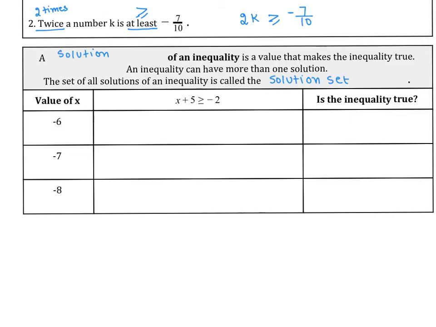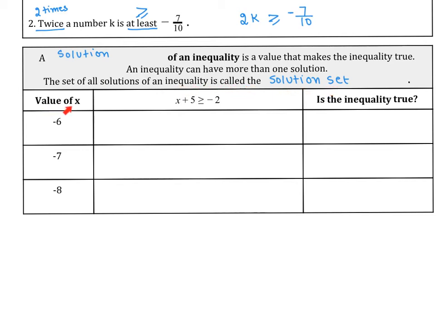Next, a solution of an inequality is a value that makes the inequality true. For example, 2 equal to 2 is true, and 5 is less than 7 is true. All those numbers that make the inequality true are called solutions of that inequality. An inequality can have more than one solution. The set of all solutions of an inequality is called the solution set.